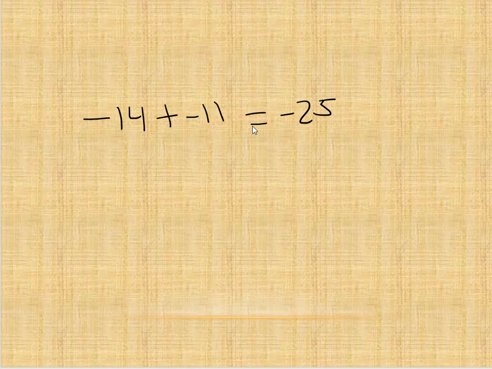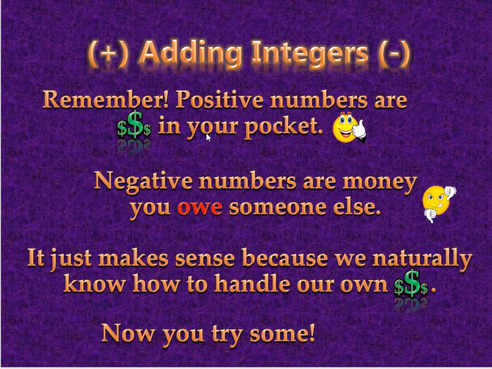So a negative 14 plus a negative 11 is a negative 25. So remember that positive numbers, that's money in your pocket. That is having money. That's money you have. Negative numbers are money you owe someone else. That's money that you owe. And it just makes sense to use money because we all know how to handle money.